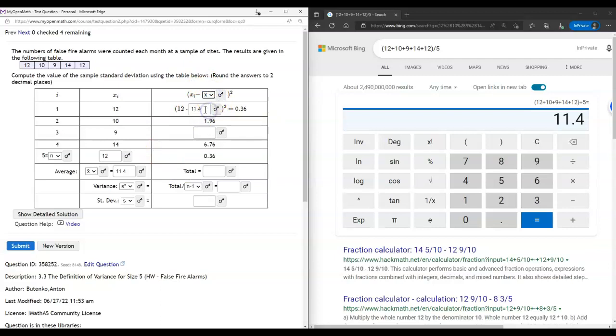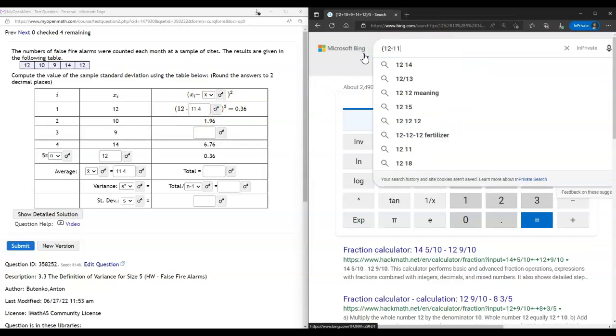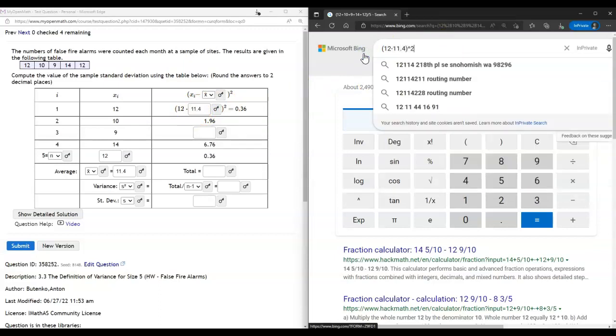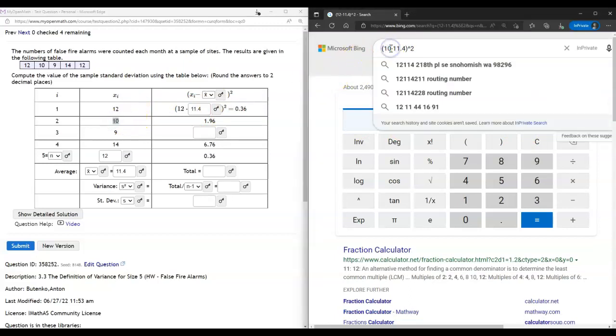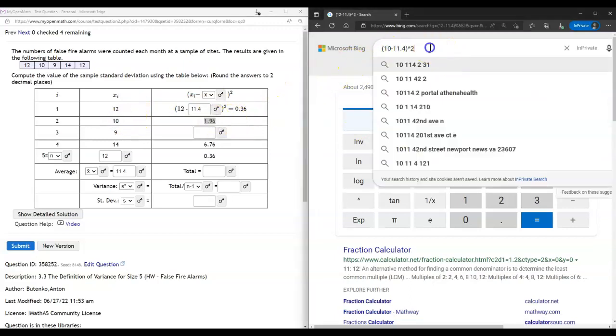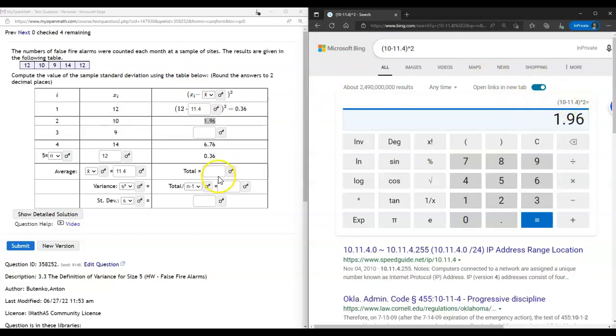And now in this formula, the missing part is the mean. So it's 11.4. And just to check that we are on track here, I'm going to type this formula up here. And I expect, after I press enter, to get what? I expect to get 0.36. And that's exactly what we get. So again, if instead of 12 I put 10, I expect to get 1.96. Let's try that. Yep, we're getting that.